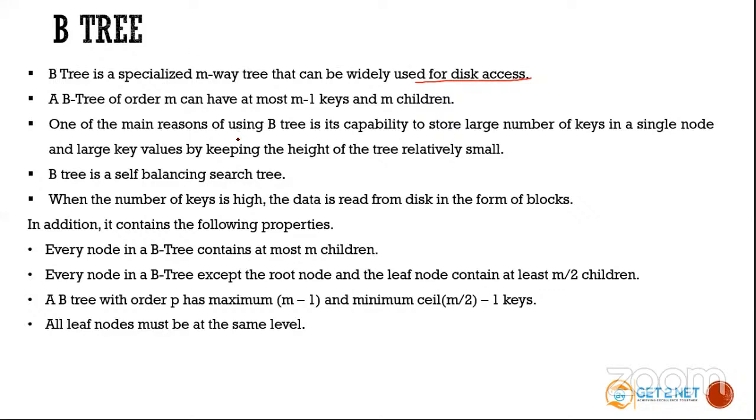A B tree of order M can have at most m-1 keys and m children. So if the order is m in a B tree, that means the keys should be at most m-1. So let me ask someone. Svetlana, say me, if my order is 7, what will be my key?